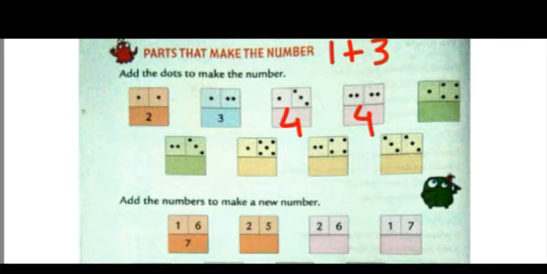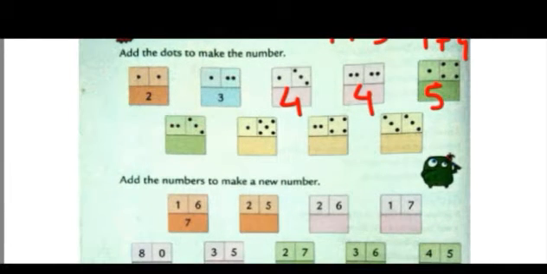In the first box, only one dot is there. And in the second box, 1, 2, 3, 4. 4 dots are there. So tell me, total how many dots are there? You can count together. 1, 2, 3, 4, 5. So we will write here 5. Okay, scholars? Now, let's see the next one.